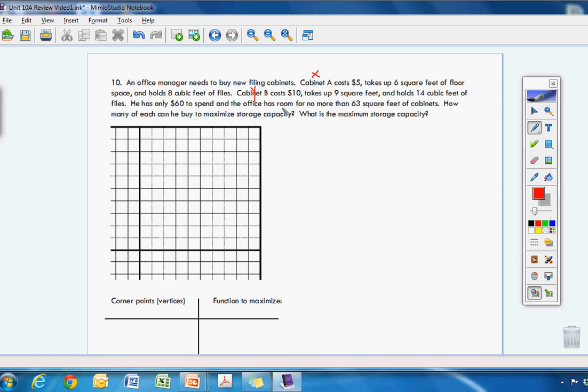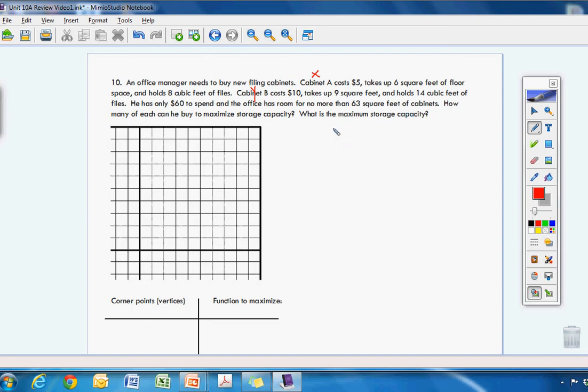The office has room for no more than 63 square feet, so that's where we're looking at footage on the floor and how we can design the room. So how many of each can he buy to maximize the storage capacity? And what is the maximum storage capacity? So now we want to look at the best cost as well as the best storage capacity.